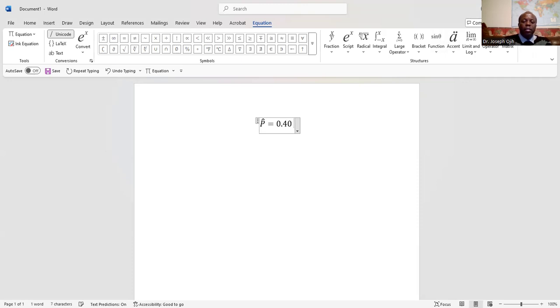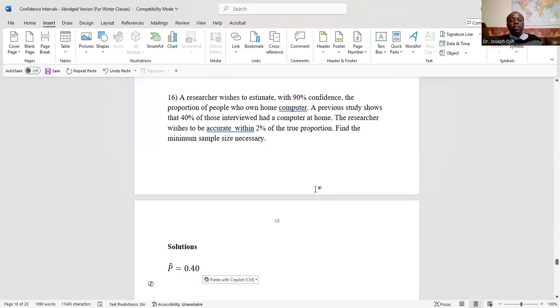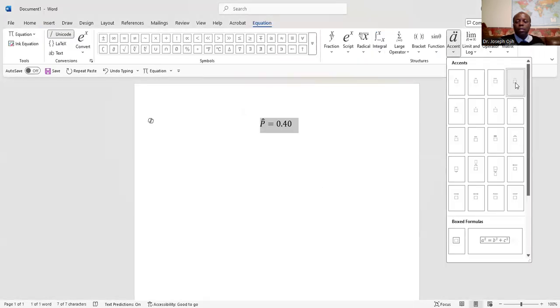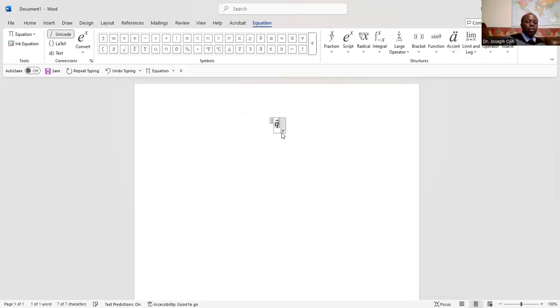Now, q hat. Okay, let me take this first of all, and then we can go and paste it right there. Then q hat is 1 minus p hat, always 1 minus p hat. Q hat, which is this. Q hat is always 1 minus p hat.